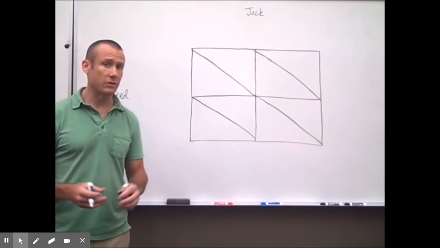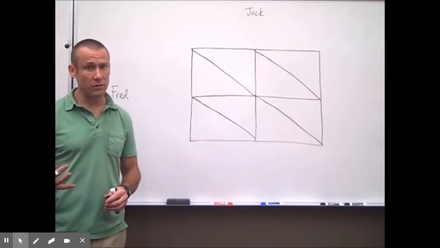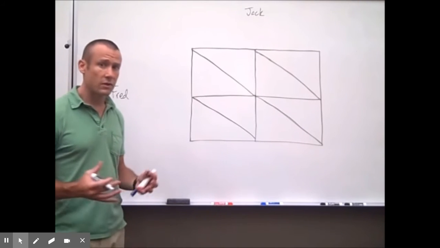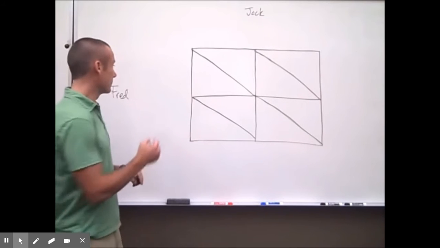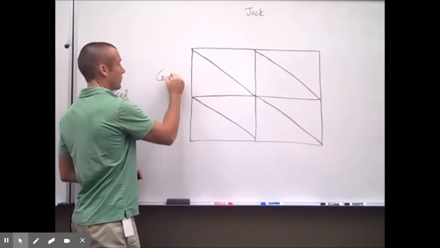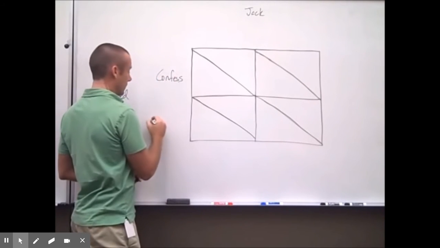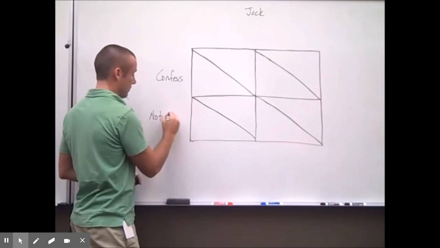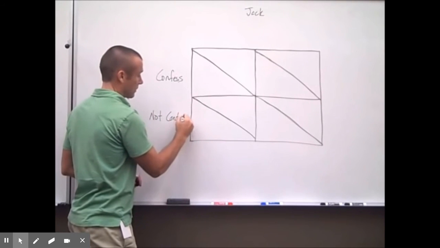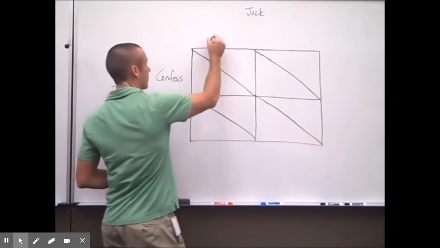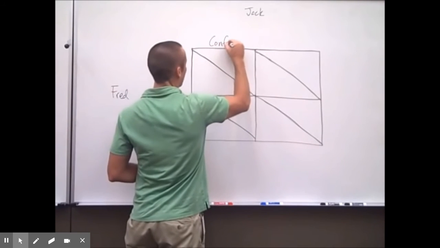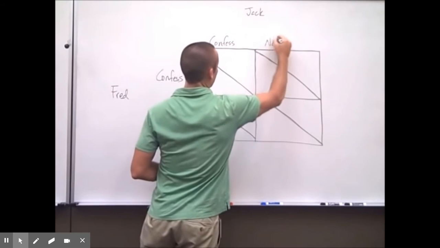They face strategies. That's the next thing you have to have. So you have to have players and you have to have strategies. The strategies are very simple for this particular game. Fred can confess, or he cannot confess. Same with Jack. He's facing the exact same strategy. He can also confess or not confess.